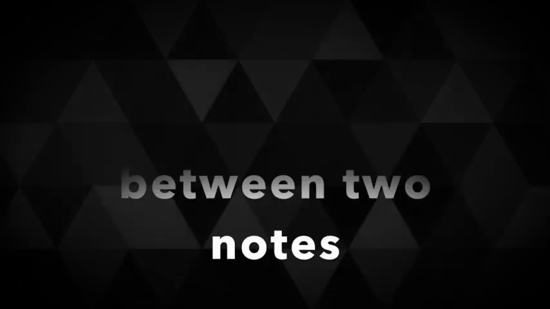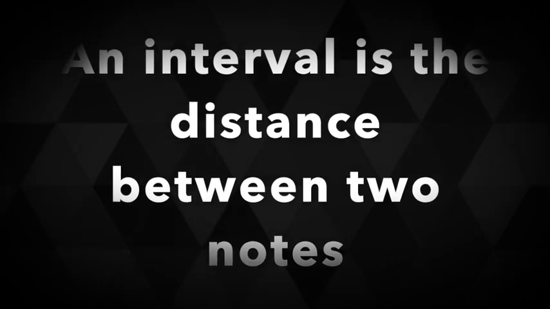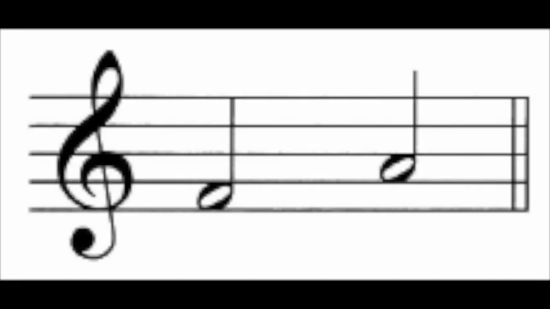So, you may be asking what an interval is. Well, an interval is the distance between two notes. When the notes of an interval are played one after the other, the interval is called a melodic interval. Melodic meaning melody. In a melody, it is subsequent notes after each other, not like a chord. So a melodic interval is when one note is played after the other.